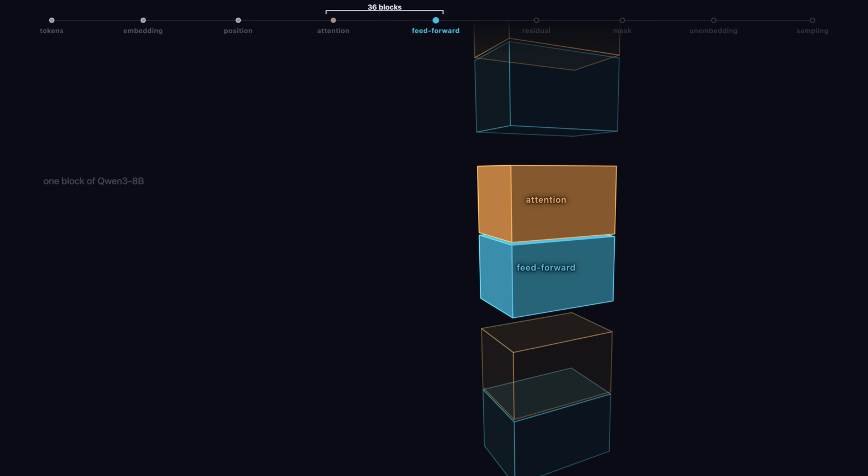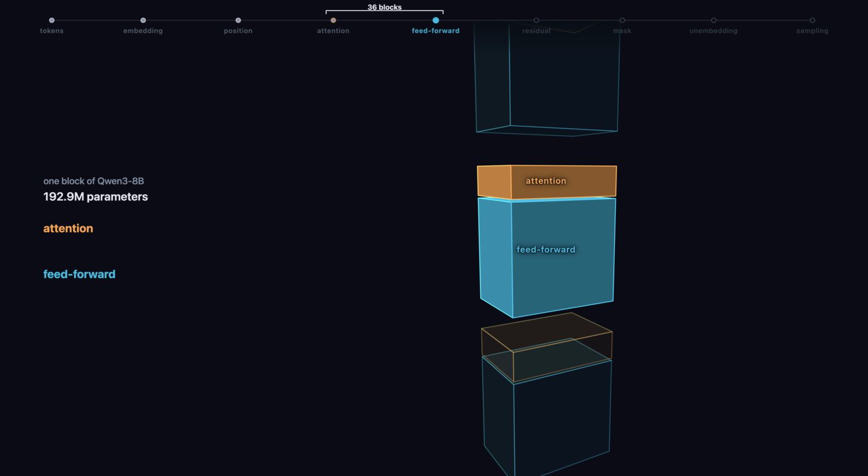This is one block. Attention, and then the feed-forward network. Almost every diagram you have seen draws those two at about the same size. Here they are at their real size. 193 million parameters in the block. 151 million of them are in the feed-forward network. 78%. Attention gets the other 22.